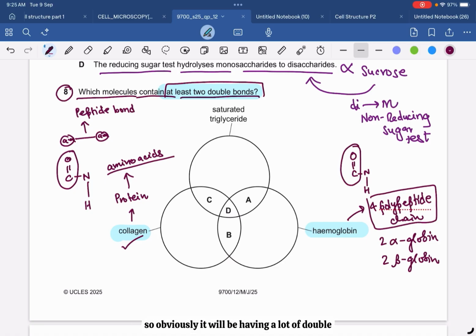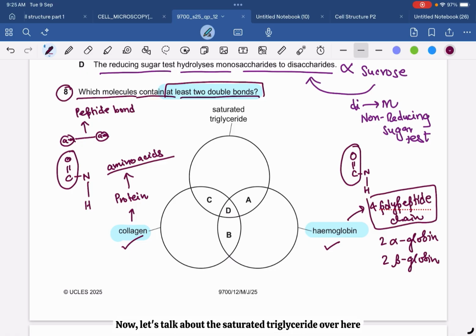So obviously it will be having a lot of double bonds. So yes, hemoglobin will also be considered the correct option, right? Because it is also having at least 2 double bonds. It is having more than 2 double bonds, but at least 2 double bonds they are having it.